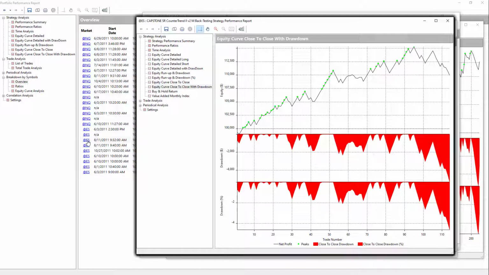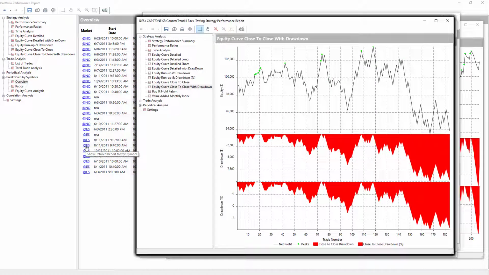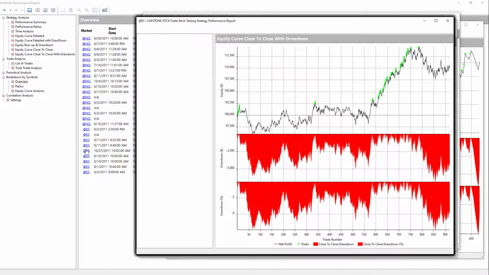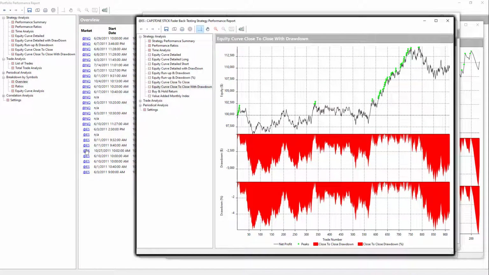So SR Counter Trend 2 V2M did well on the Nasdaq, not as well on the S&P. And SR Counter Trend 2, this one's not done well lately either. So make note of those. Tick fader, not that well on the short side.